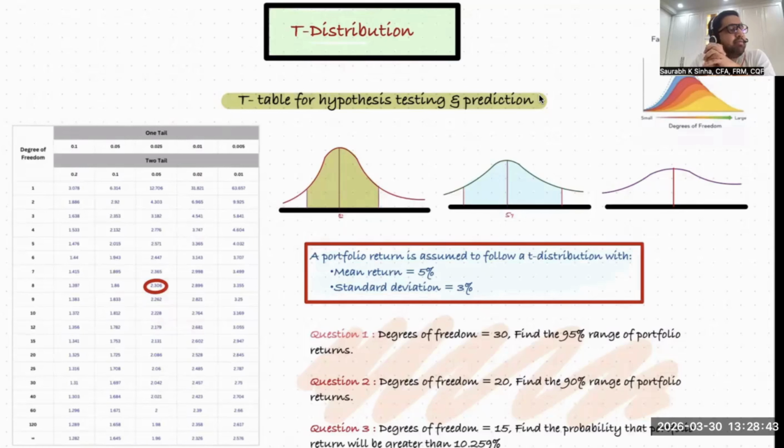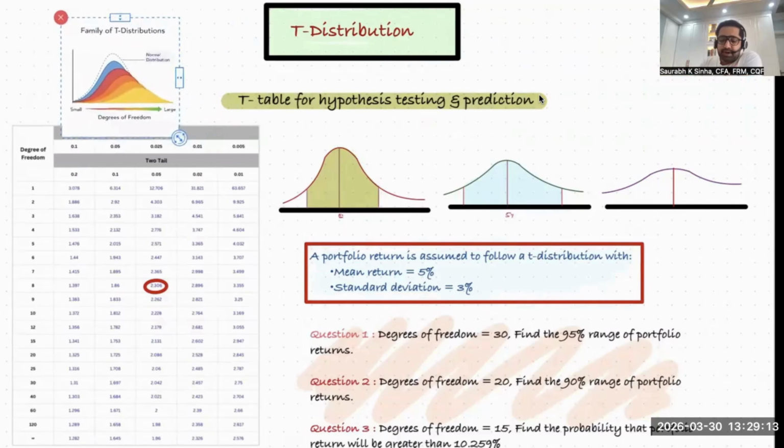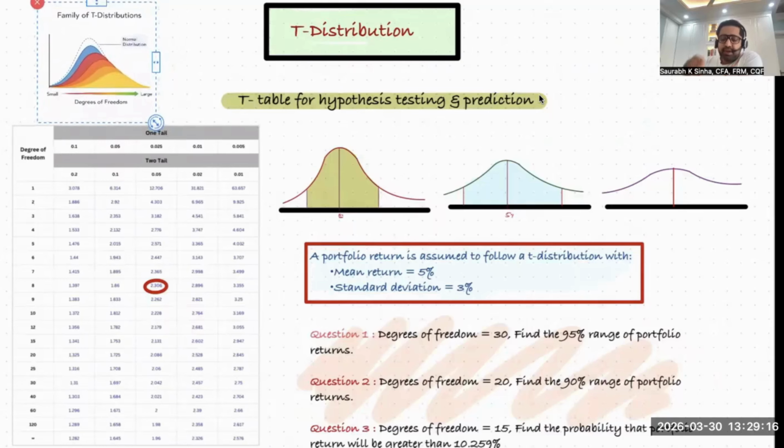But for CFA and FRM curriculum, it is important that you understand the t-table in the t-distribution universe. You can read the t-table to do your prediction and to perform hypothesis testing. We haven't discussed hypothesis testing, but at least we'll build some intuition on how we can do prediction with the help of t-distribution, right? Okay.